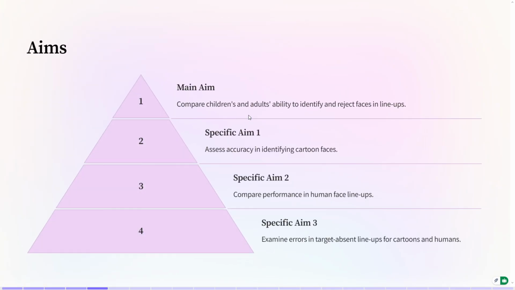Okay, so the aim: to compare children and adults' ability to identify and reject faces in lineups. All right, so they compare children and adults. Special aims: assess accuracy in identifying cartoon faces, compare performance in human face lineups, and examine errors in target absent lineups for cartoons and humans. All right, so these are different things you can see around the study.